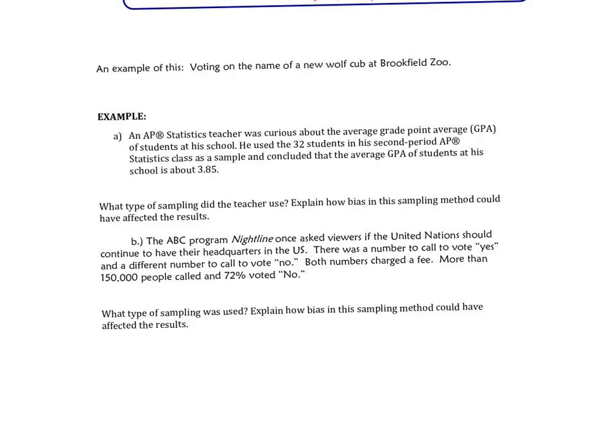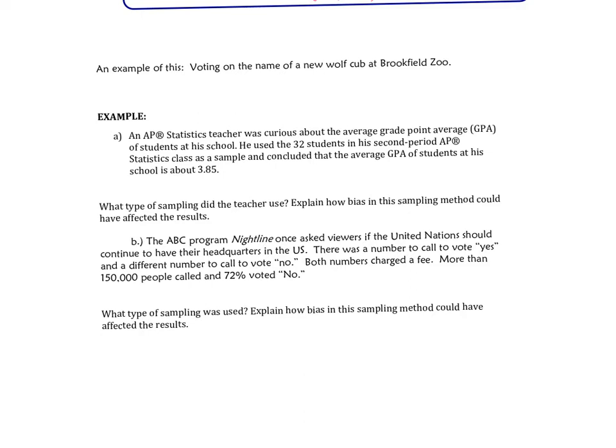All right, so here's yet another example. An AP statistics teacher was curious about the average grade point average, so the average of the GPAs of students at his school. He used the 32 students in his second period AP Statistics class as a sample and concluded that the average GPA of students at his school is about a 3.85. What type of sampling did the teacher use, and explain how bias in this sampling method could have affected the results?